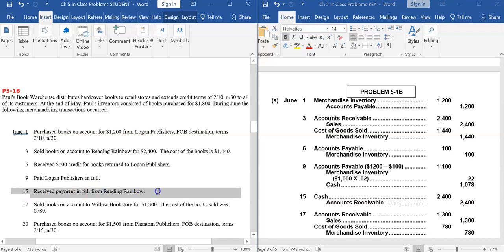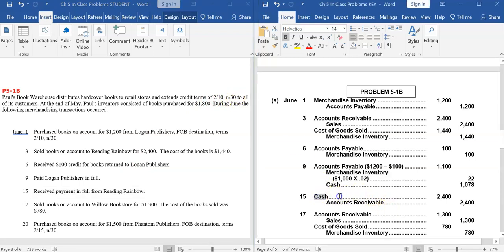Right, on the 15th, we received payment in full from Reading Rainbow. Recall that back on the 3rd, we had made a sale to Reading Rainbow, and we recorded a receivable from them at $2,400. They are paying off that full amount. Now, we had offered them a 2% discount if they paid in 10 days, but look, we sold on June 3rd, and they paid on the 15th. That means they did not pay within the credit terms, so they have to pay the net amount or the full amount of the invoice.